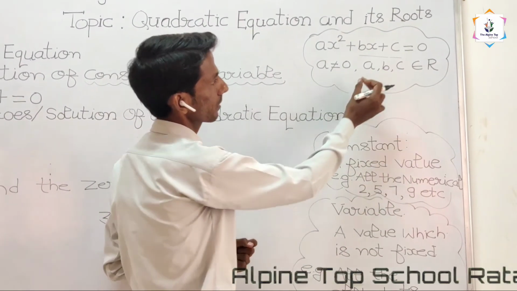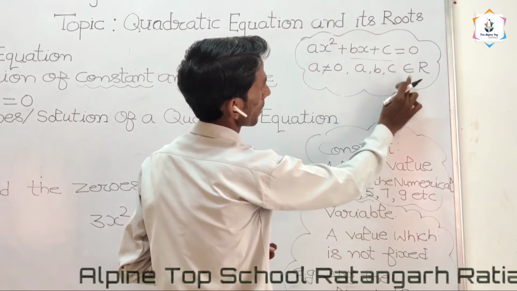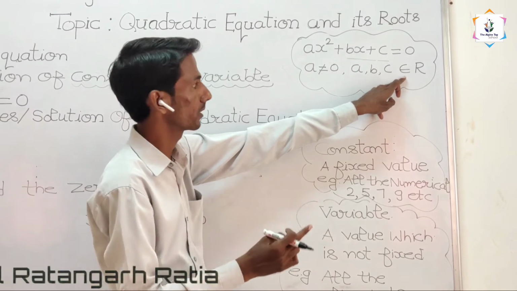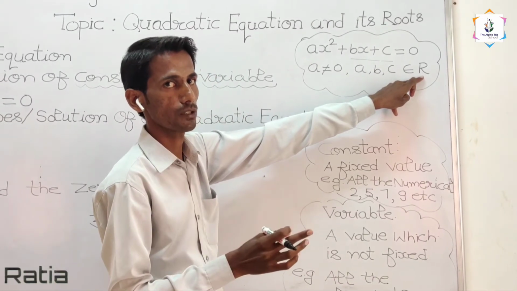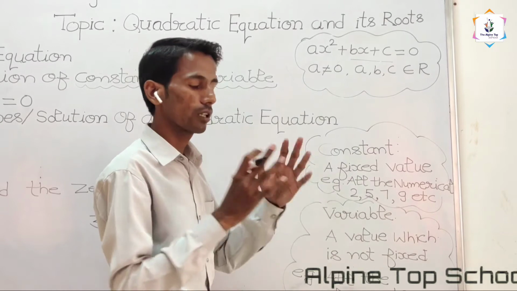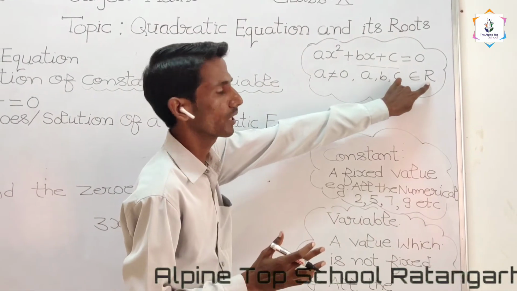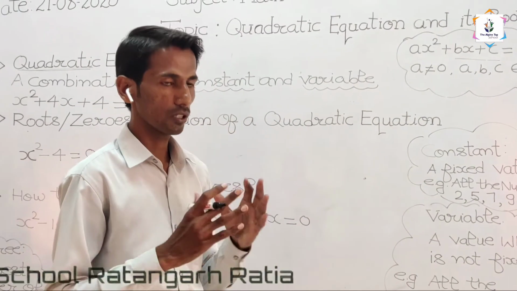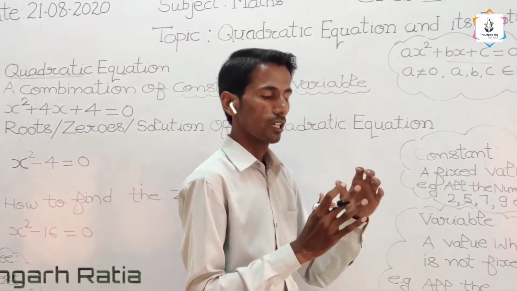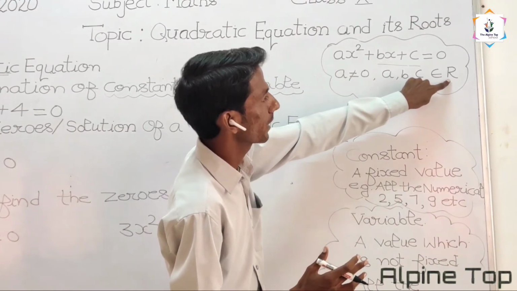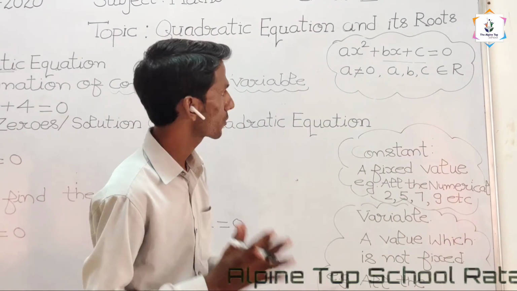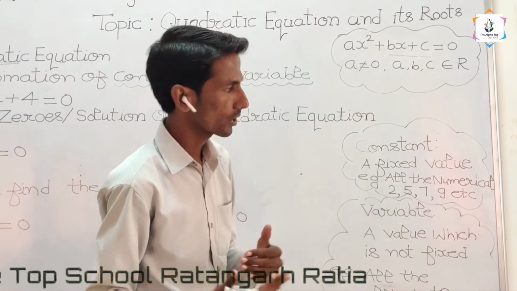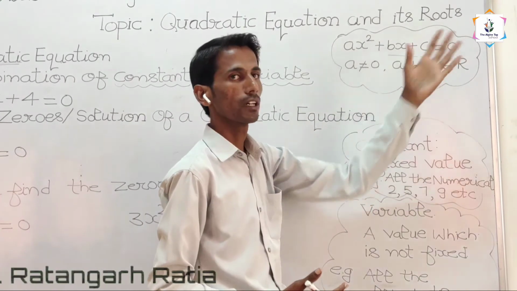Now, one more point is here. Here a, b and c belong to R. Students, this is the symbol of 'belongs to'. R represents real numbers. Real numbers means all the sets of numbers are involved in it: natural numbers, whole numbers, all the integers, all the rational numbers, all the irrational numbers. What values can a, b, c have? These values belong to real numbers.